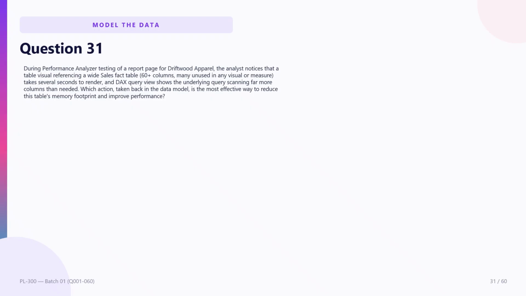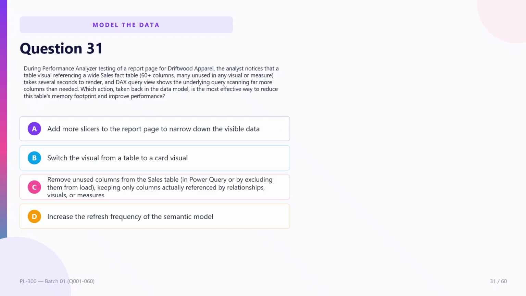Model the data. During performance analyzer testing of a report page for Driftwood Apparel, the analyst notices that a table visual referencing a wide sales fact table, 60+ columns, many unused in any visual or measure, takes several seconds to render, and DAX query view shows the underlying query scanning far more columns than needed. Which action, taken back in the data model, is the most effective way to reduce this table's memory footprint and improve performance?